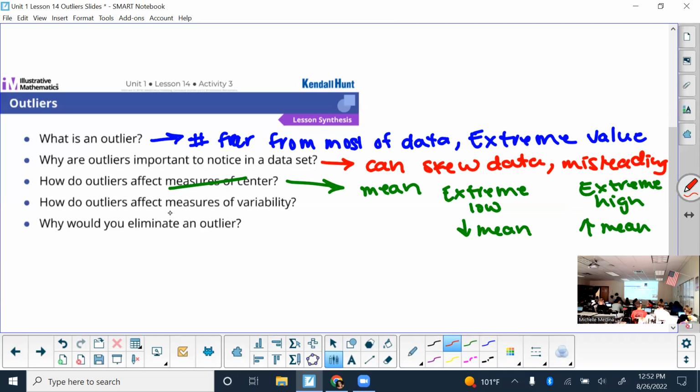All right, how do they affect measures of variability? So like standard deviation, for example, things that measure spread. Do outliers increase or decrease standard deviation? Increase. So outliers increase standard deviation. Removing outliers would decrease the standard deviation. All right. Reasons why you'd eliminate an outlier could be like to have the data be more representative of the population.